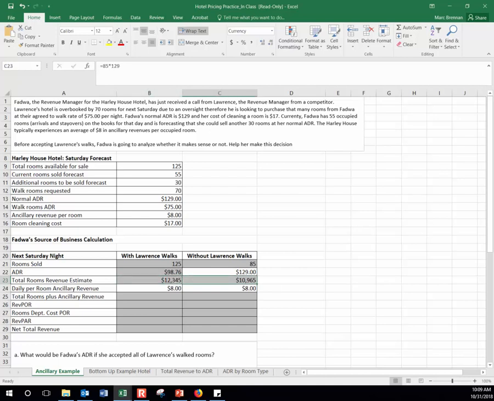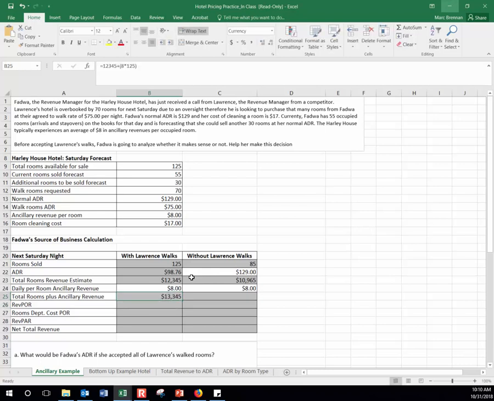But now let's see the effect that ancillary revenues have. Total rooms plus ancillary revenues. Daily room ancillary revenue. Fadwa has it that it's about $8 per occupied room. So in order to find out my total rooms plus ancillary revenue, I'm going to have to find out what my ancillary revenues are as well. So let's do our total rooms revenue, which we just discovered, and add in the $8 that we get per room times how many rooms we'd have occupied, so 125 rooms.